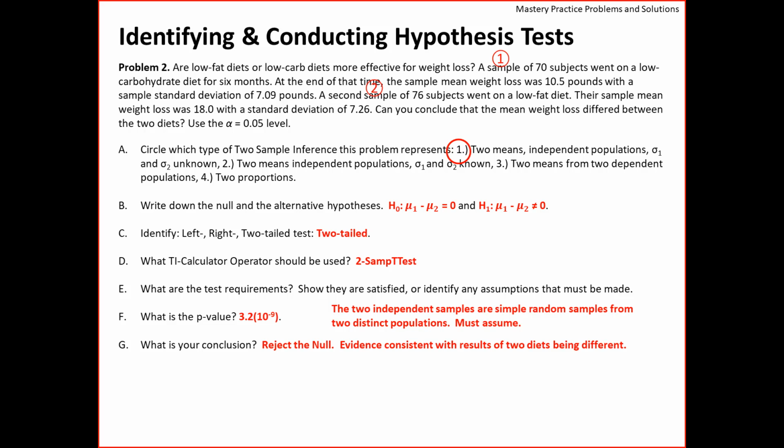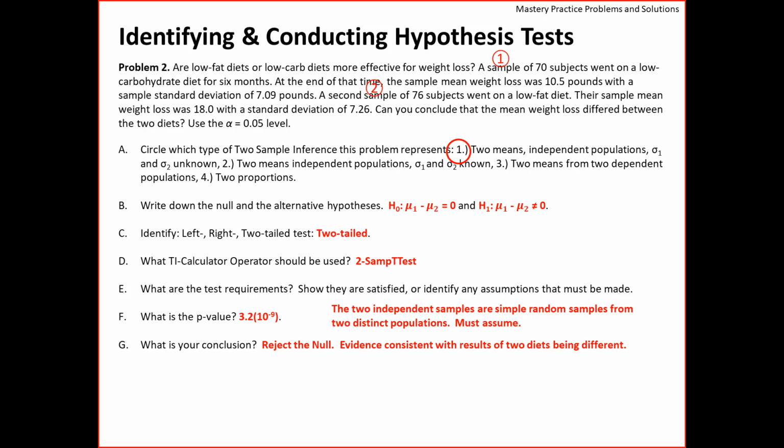So we've got two different samples from two different populations. The populations are the carbohydrate dieters versus the low-fat dieters. And we're asking if those mean weight losses are the same or are they different. If we read through that again, we'd find that there's no information about the population standard deviations. There is only information about the sample standard deviation. So the type of problem we're doing is associated with two means with independent populations. Sigma 1 and sigma 2 are not known.